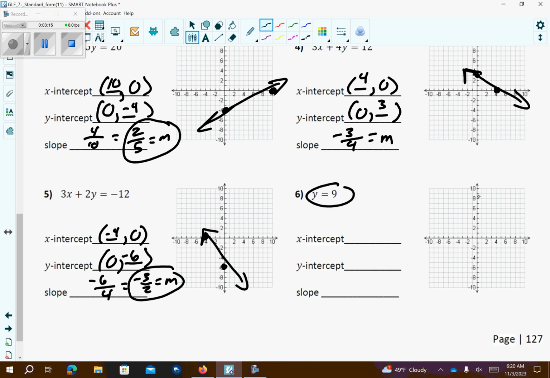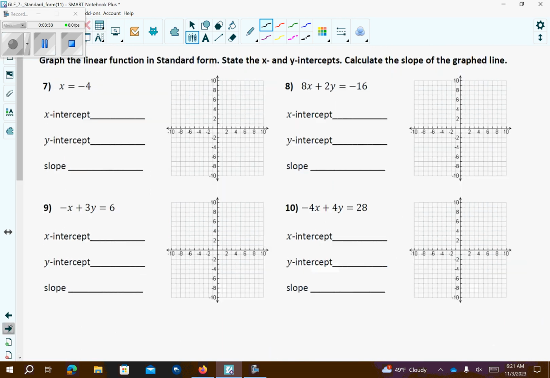This is one of our special cases. This is a horizontal line. Goes right through here. So our x-intercept is none. Our y-intercept is going to be 0 comma 9. Horizontal lines have a slope of zero. Horizontal, second letter is an O. That means our slope has to be 0. I remember it that way.